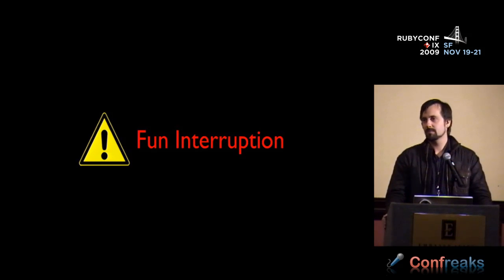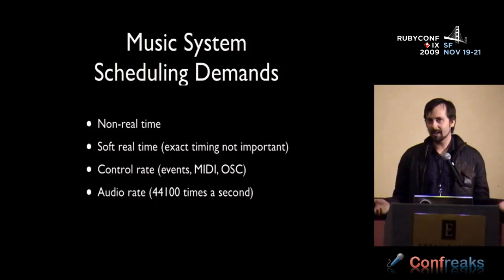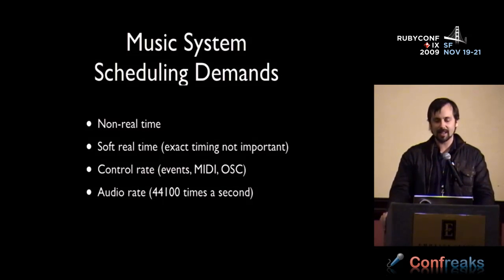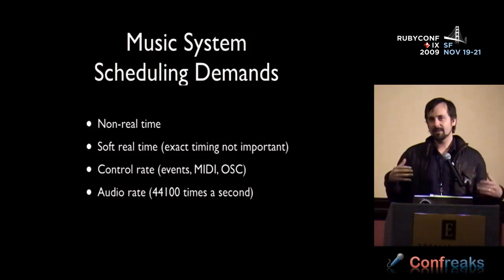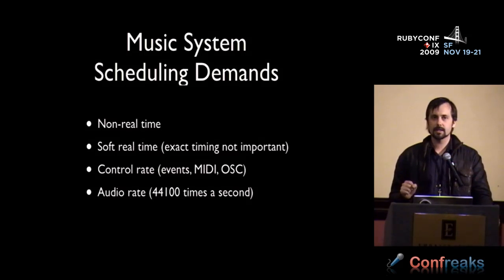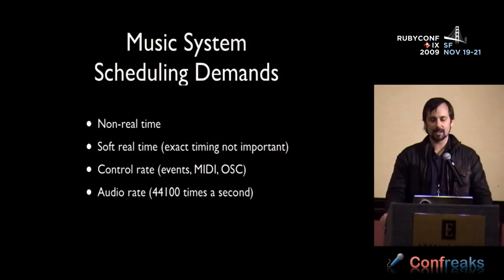So there's a small fun interruption before we get started, which is that Ruby is not the fastest language, and we're talking about doing audio processing and things like that. So it's good to think about four different rates of time in music systems, and they all have different demands. So the first one is non-real time. This would be like, I'm rendering a file and I don't care when it gets done. And soft real time, which is where your exact timing isn't really important. You're triggering something, and it doesn't matter if it's going to happen at a specific moment.